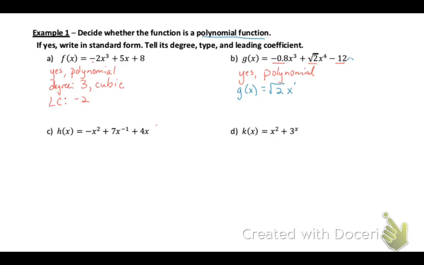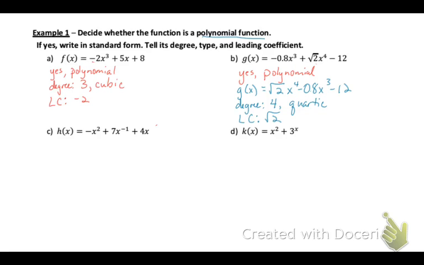But it's not in standard form, so we need to rearrange it. We need to put our x to the fourth term first, then our x to the third, and then our constant. So its degree is 4, and it's a quartic. And then the leading coefficient is square root of 2.